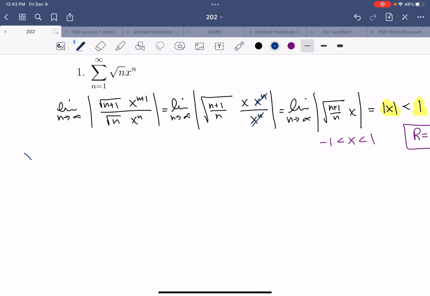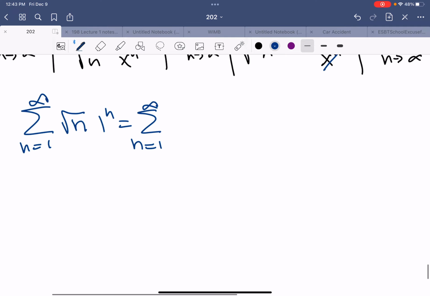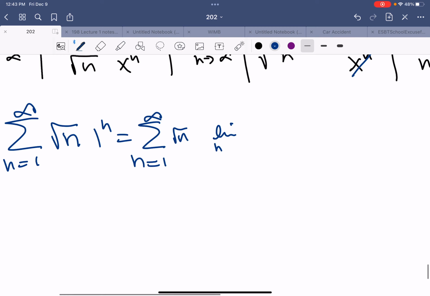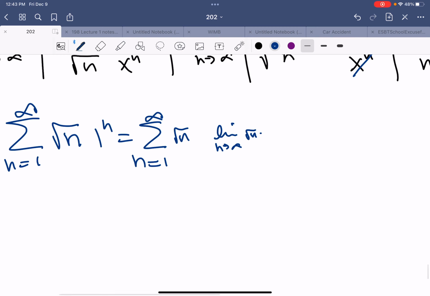So first, let x equal 1. And if I let x equal 1, this is the series n equals 1 to infinity of the square root of n times 1 to the n, which is just the series n equals 1 to infinity of the square root of n. And if you take the limit as n goes to infinity of the square root of n, that's not 0. So this diverges by the test for divergence.